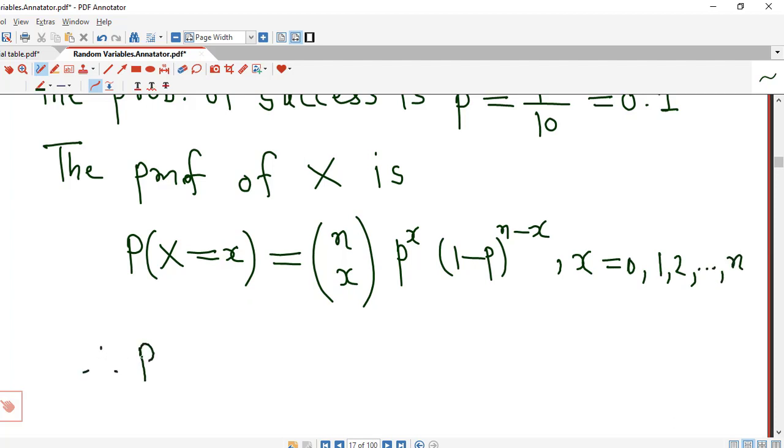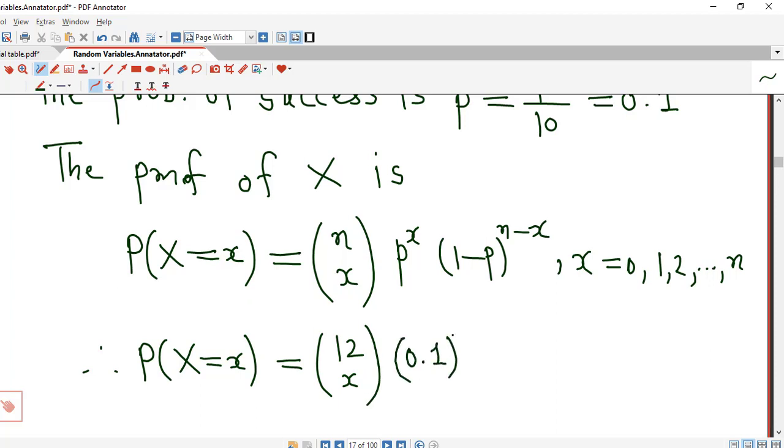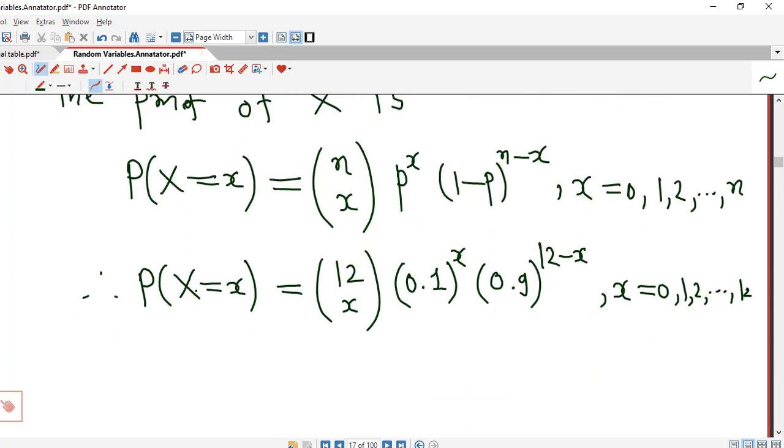So we put values of small p and n. N is 12 here, p is 0.1, so 0.1 to the power x. 1 minus p, that is 1 minus 0.1, that is 0.9 raised to n minus x, that is 12 minus x, and x is from 0, 1, 2 up to 12. So this gives us the probability of x defective items.